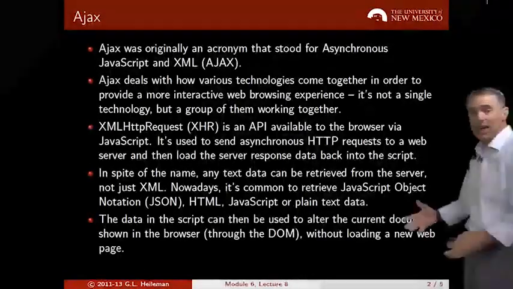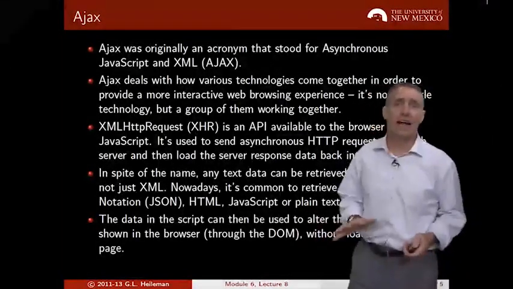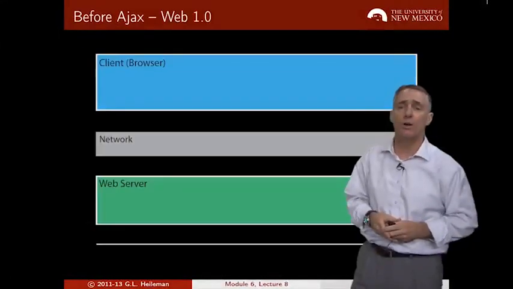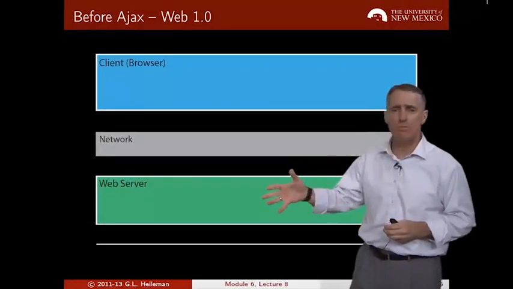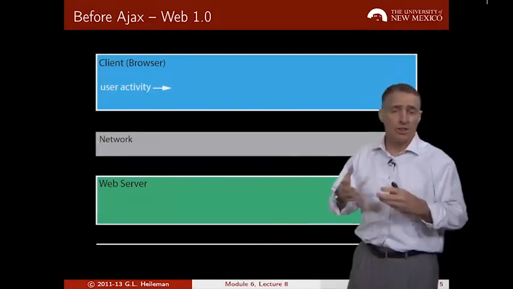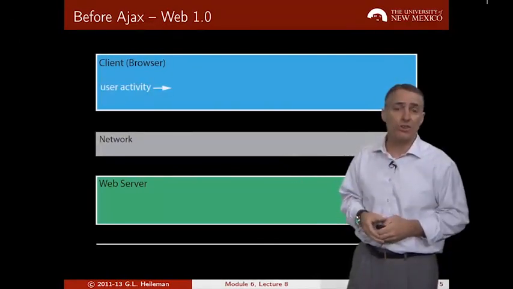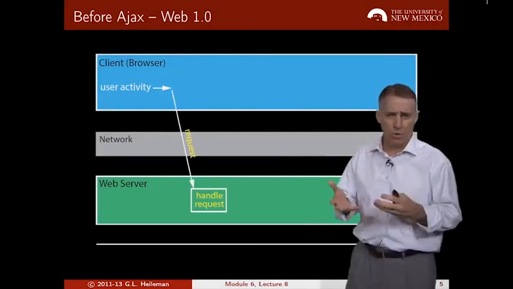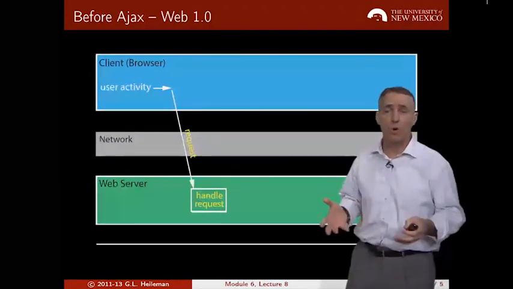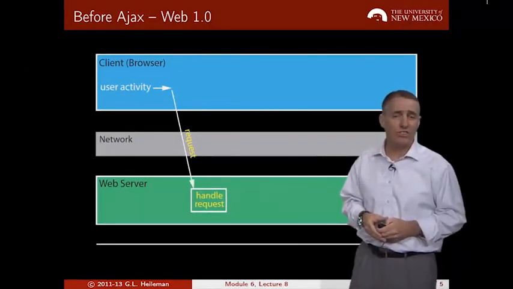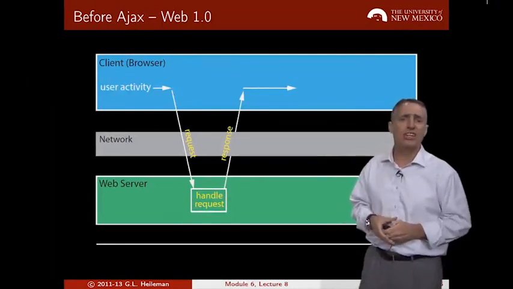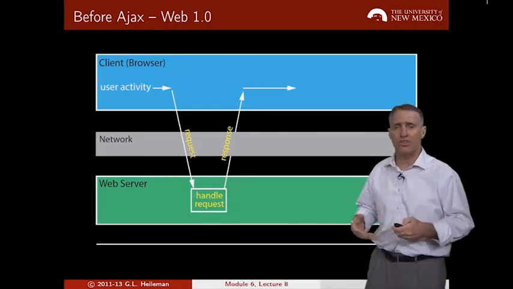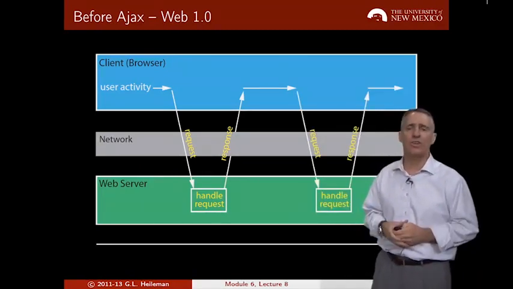In order to understand how Ajax works, let's take a look at how things used to work in Web 1.0. Here we've got the client browser, a network, and then the web server. Let's take a look as the user is interacting with the browser and makes a request. That request is sent to the server, and the browser's waiting until that request is handled and a response is returned to the browser. And then the user continues operating, using the user interface, makes another request, and so forth.